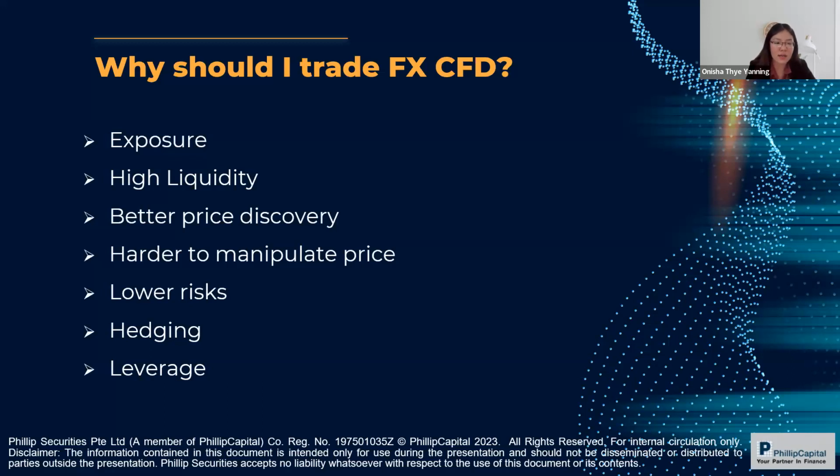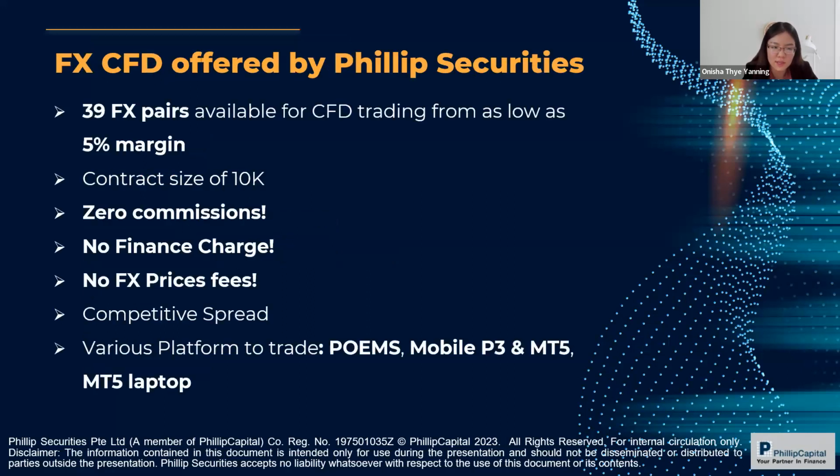Okay, so what Phillip Securities offers for FX CFD is 39 FX pairs available for CFD trading from as low as 5% margin. The contract size, as I mentioned again and again, is 10K, a mini lot. We do not have commission, we have no finance charge, and we have no FX price fees also.